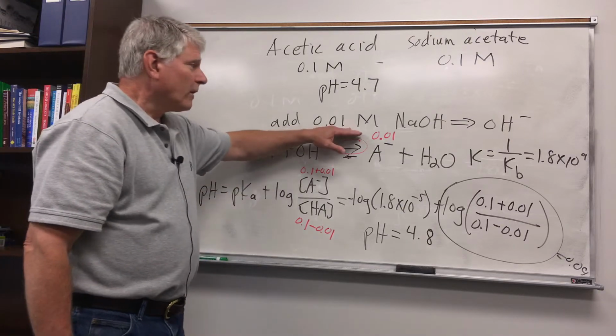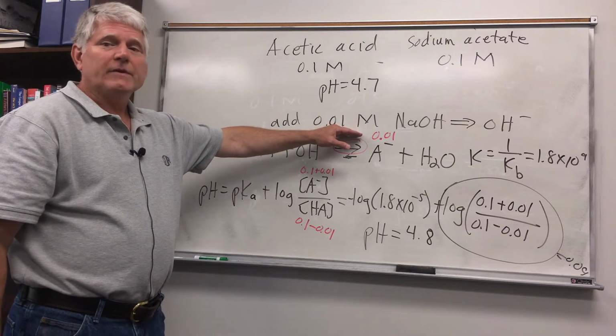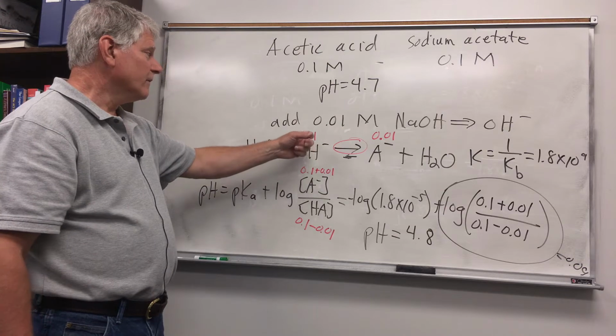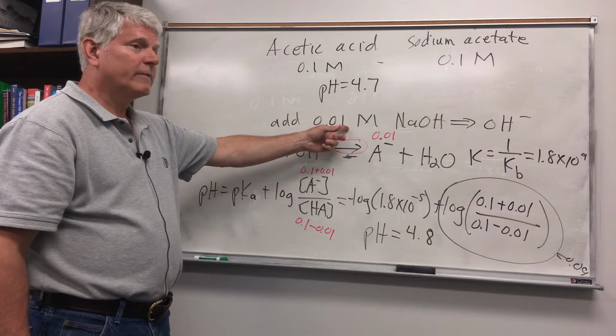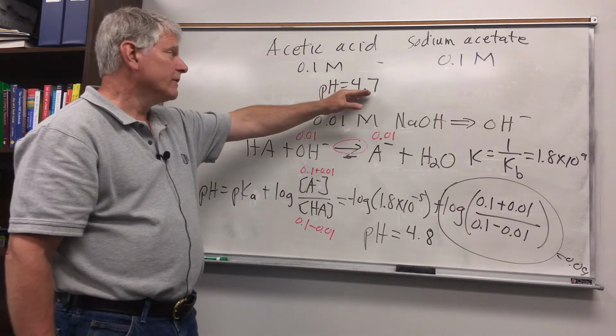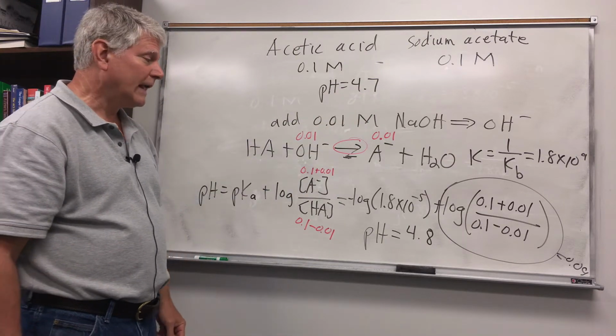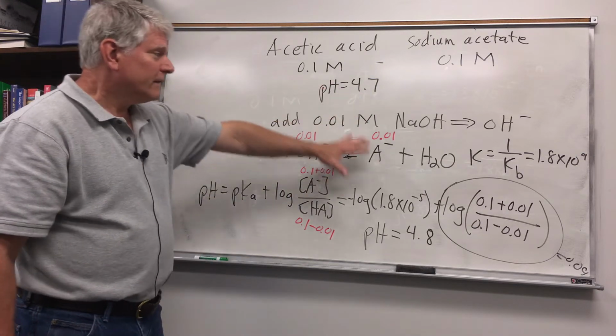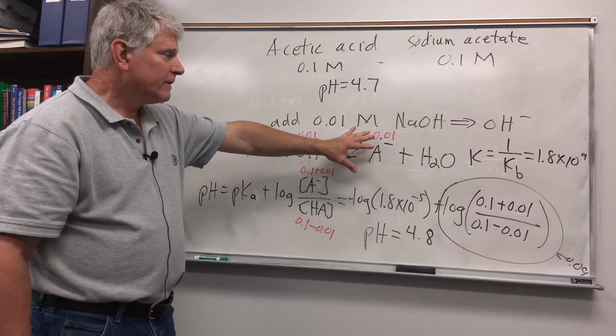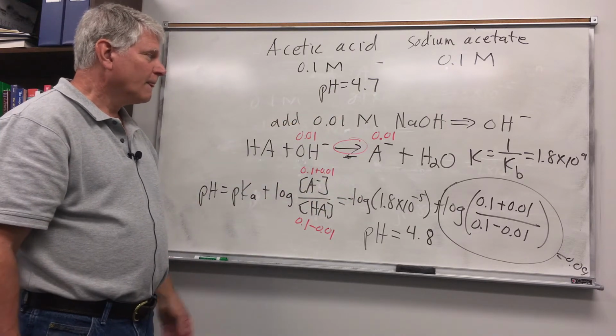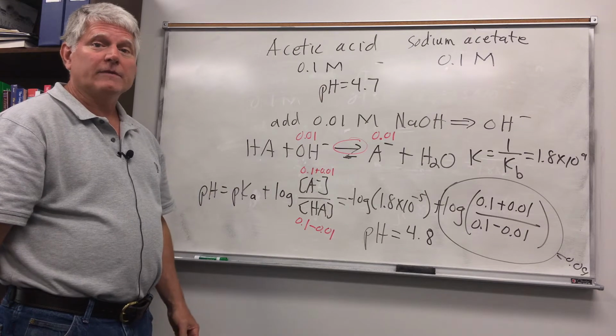So in pure water, this would have gone from 7 to 12 by the addition of 0.01 molar sodium hydroxide. But in our buffer solution, it only went up 1/10 from 4.7 to 4.8. So this is how we can add both strong acid and strong base to a buffer solution and keep the pH relatively constant.